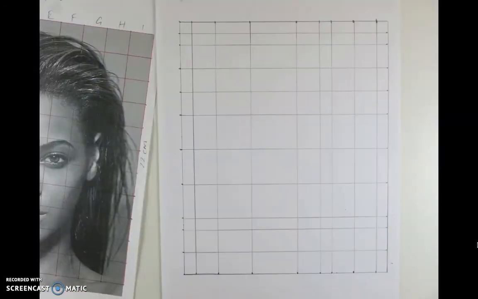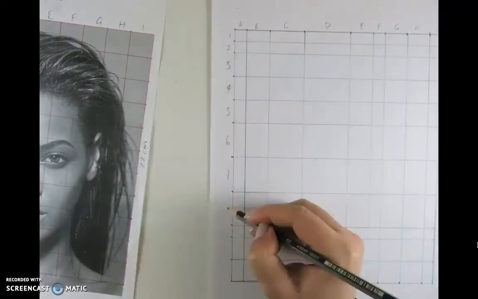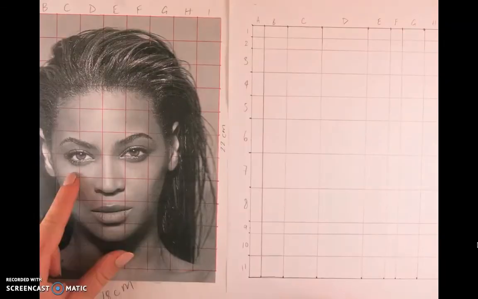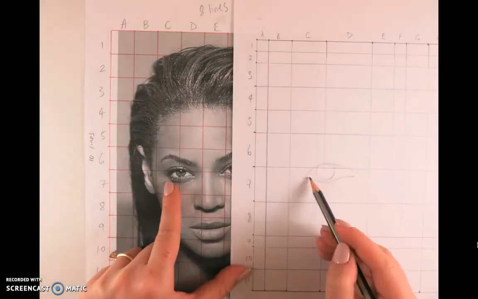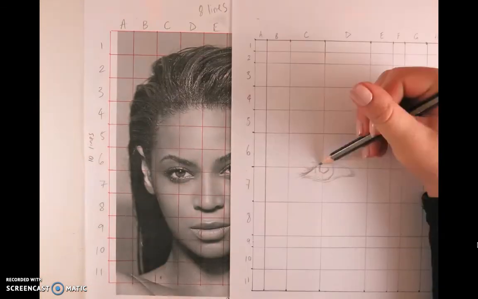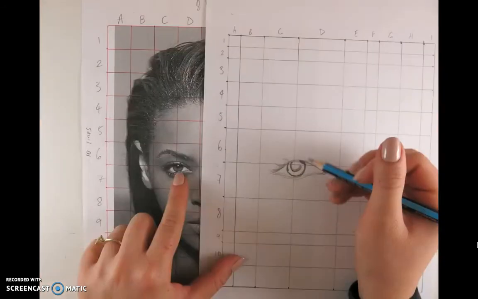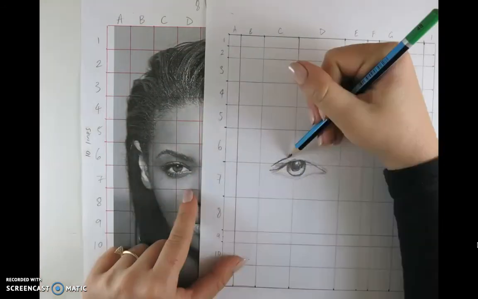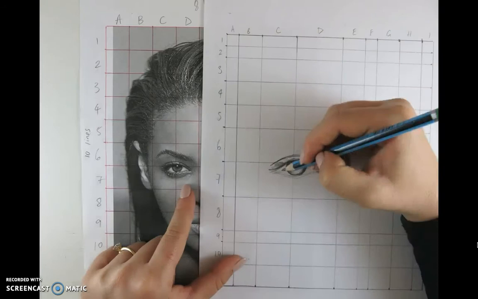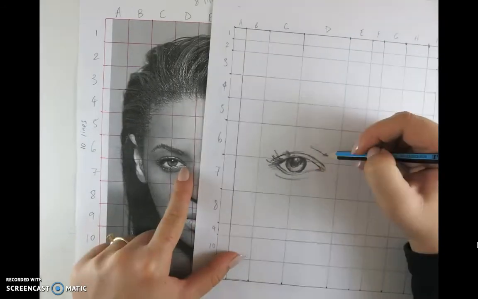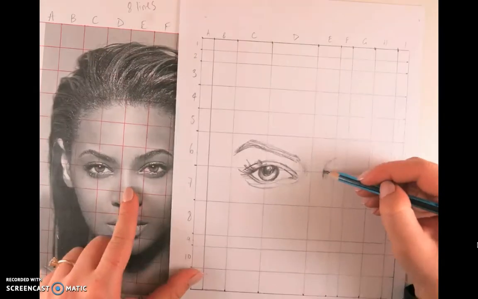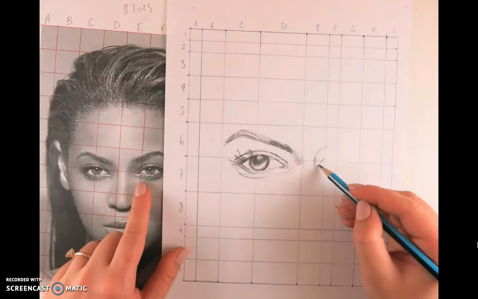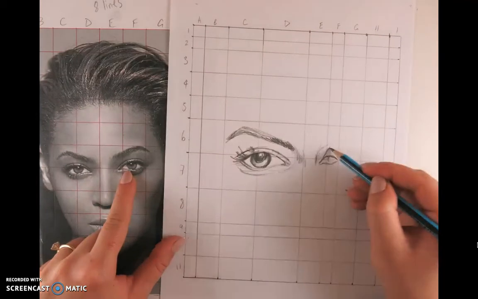Rub out all the numbers that you marked and put ABC and numbers down the left-hand side, just as you've got on your original grid. Now you do the exact same thing, so trying to fill the same squares with the same amount of information. Okay, so if an eye takes up a certain amount of a few squares, you do that exact same amount, but just matching it up to how that square has actually been morphed.